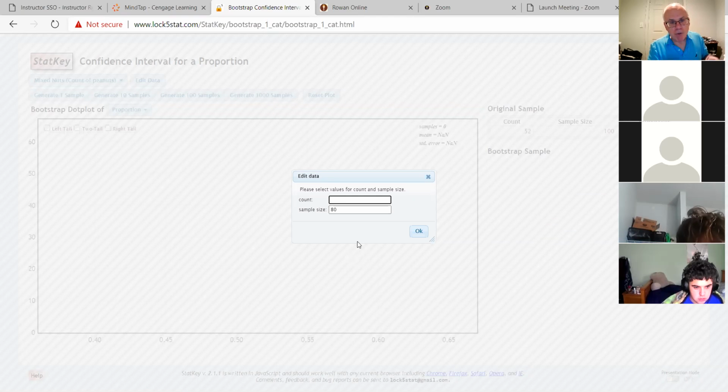All right, let's use a sample proportion of 0.25. A quarter of that sample is 20, right? So if we type in 20, 20 divided by 80 is 0.25. It's 1/4 of the sample we're saying is answering a question a certain way, whatever that way might be. All right, so that is our sample proportion.